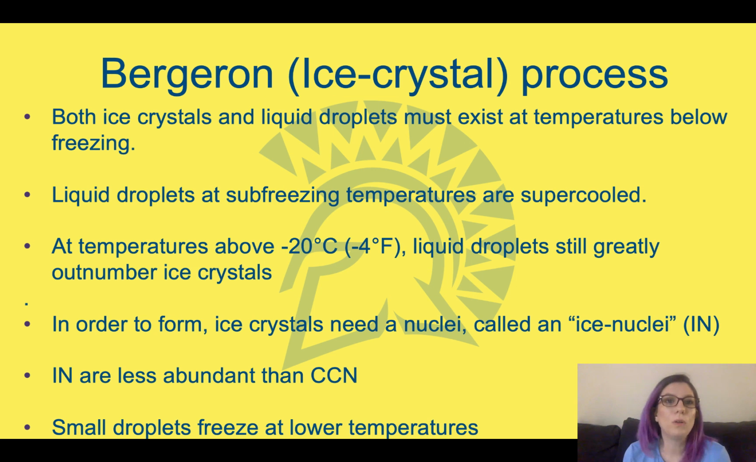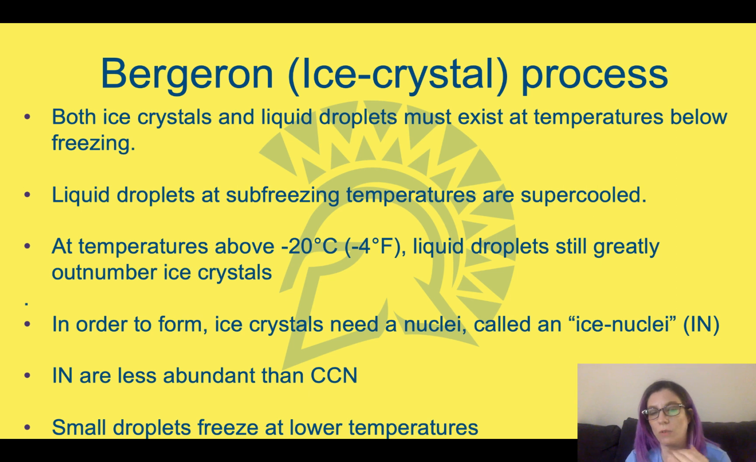Okay, so now we'll go into the Bergeron, or ice crystal, process. This is going to be in those cold clouds. Both ice crystals and liquid droplets must exist at temperatures below freezing. So we're going to have ice crystals and supercooled liquid droplets, but both of them have to be below freezing. The liquid droplets at sub-freezing temperatures are supercooled, like we just said. At temperatures above -4 degrees Fahrenheit, liquid droplets still greatly outnumber ice crystals.